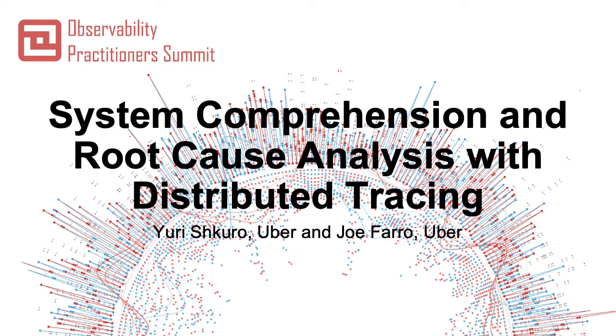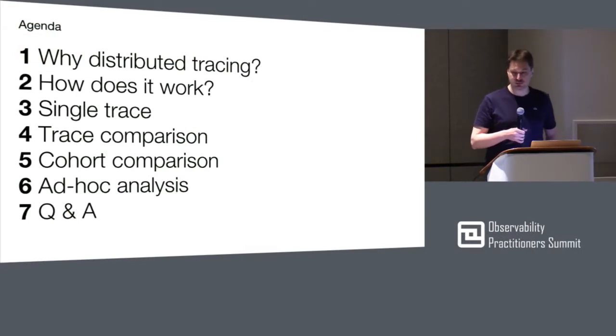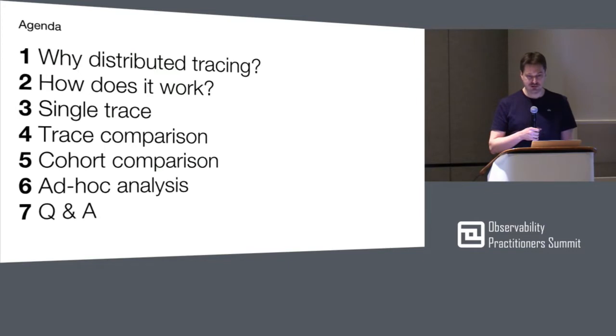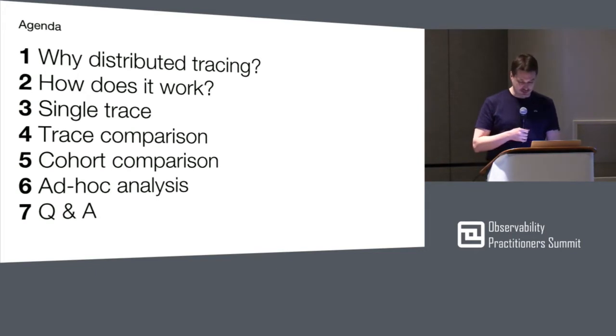Okay, so we'll talk about distributed tracing as one of the ways of actually root causing outages. We'll talk briefly about how it works, and we will look at multiple ways of looking at the system behavior via the distributed tracing lens, from one trace to many traces, etc.